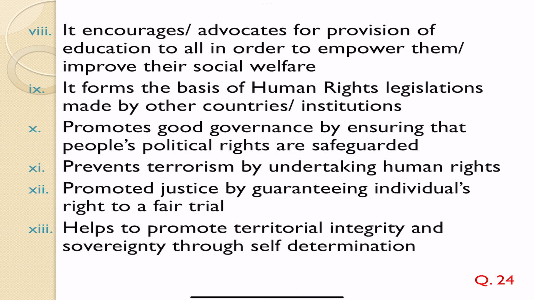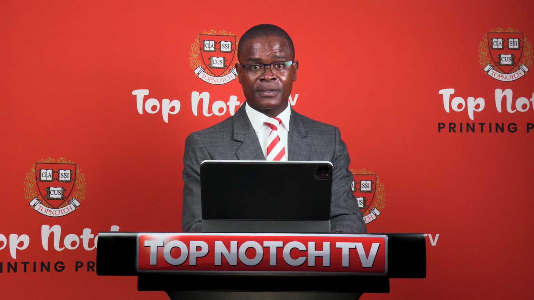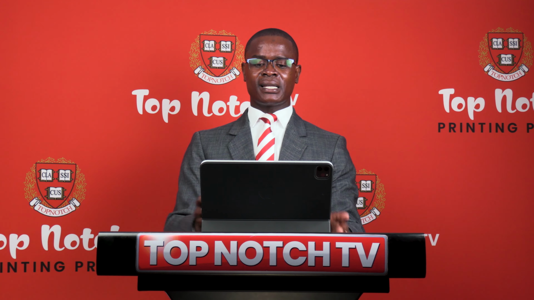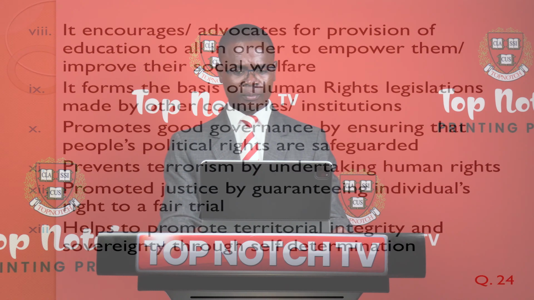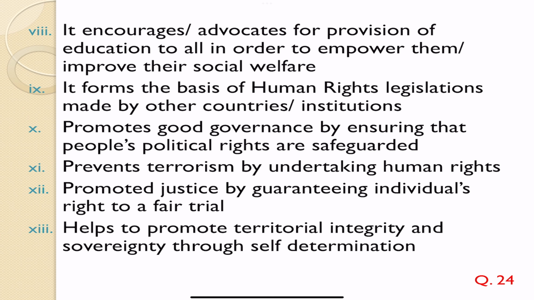It promotes good governance by ensuring that people's political rights are safeguarded. Good governance. They will always find themselves as election observers, ensuring that there is no abuse from government to the citizens. So that good governance prevents terrorism by undertaking human rights. Yes, preventing terrorism, very, very key. Remember, terrorism is an international issue. So therefore, the UN is there to ensure that there are no terrorism activities against human rights.